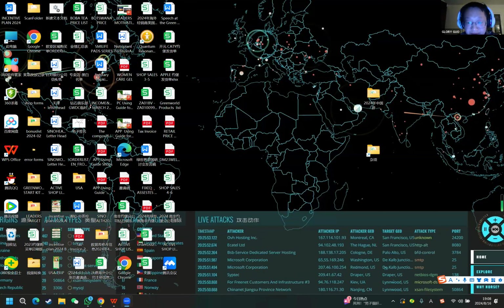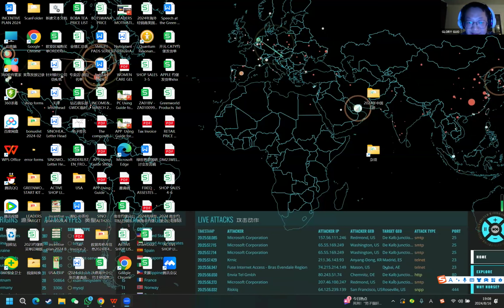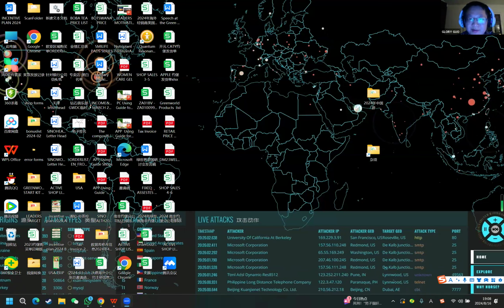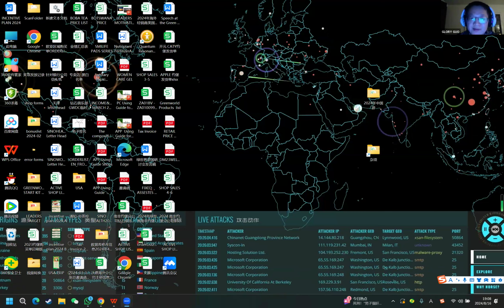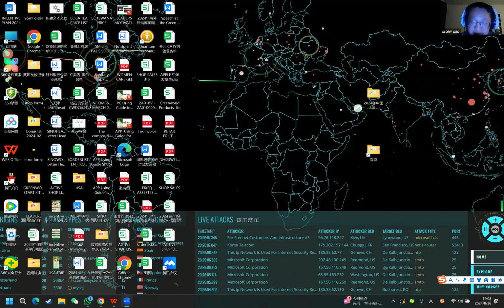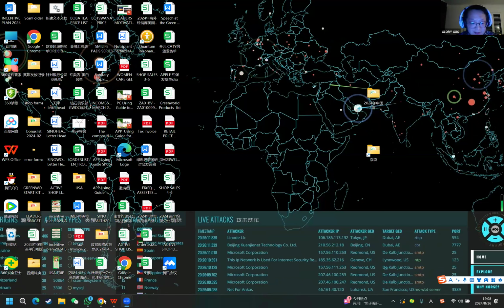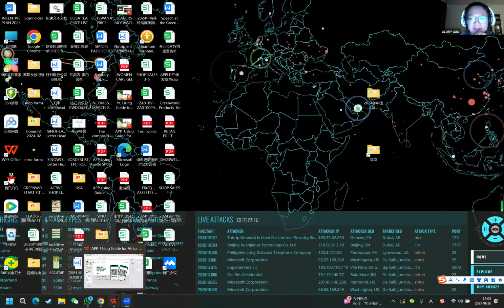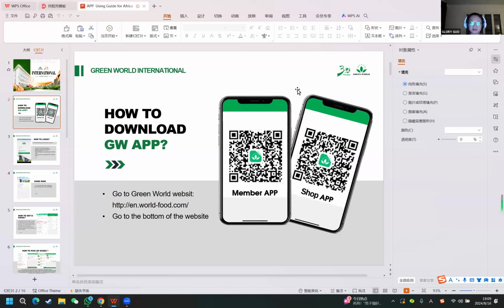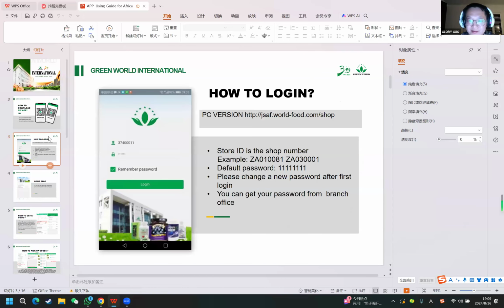For our people who have the problems of login and download to the app, you can use this link at any computer or even at your cell phone, laptop. You can use this link to log in. You don't have to install the app if you do have that problem. Okay, this is the safe side. If you have the problem of installing the app, you can use the PC version. And then we are going to talk about how to log in.